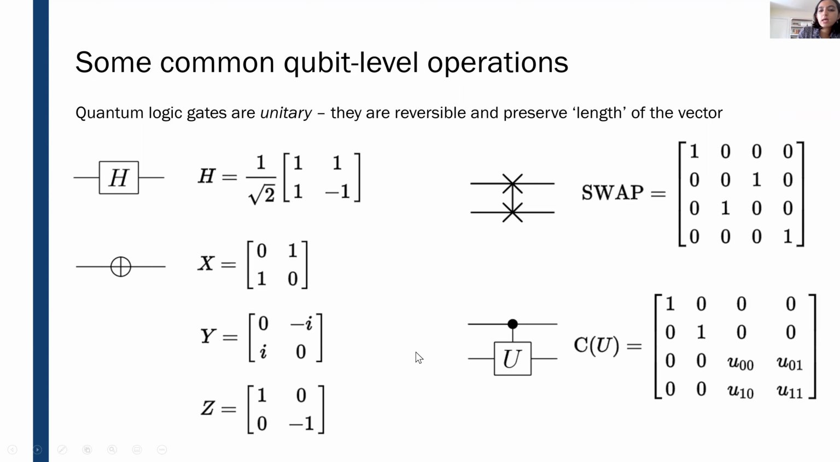Examples of common 2-qubit operations are, for instance, the swap gate, which exchanges the state of 2 qubits. If you're in 0,0 or 1,1, you stay in those states. But if you're in 0,1 or 1,0, you flip the order of the qubits. And then for any 1 qubit operation, you can have a controlled version of that, where if the control qubit is in the state 0, nothing happens, and if the control qubit is in state 1, you act the operator U on the target qubit, like that.